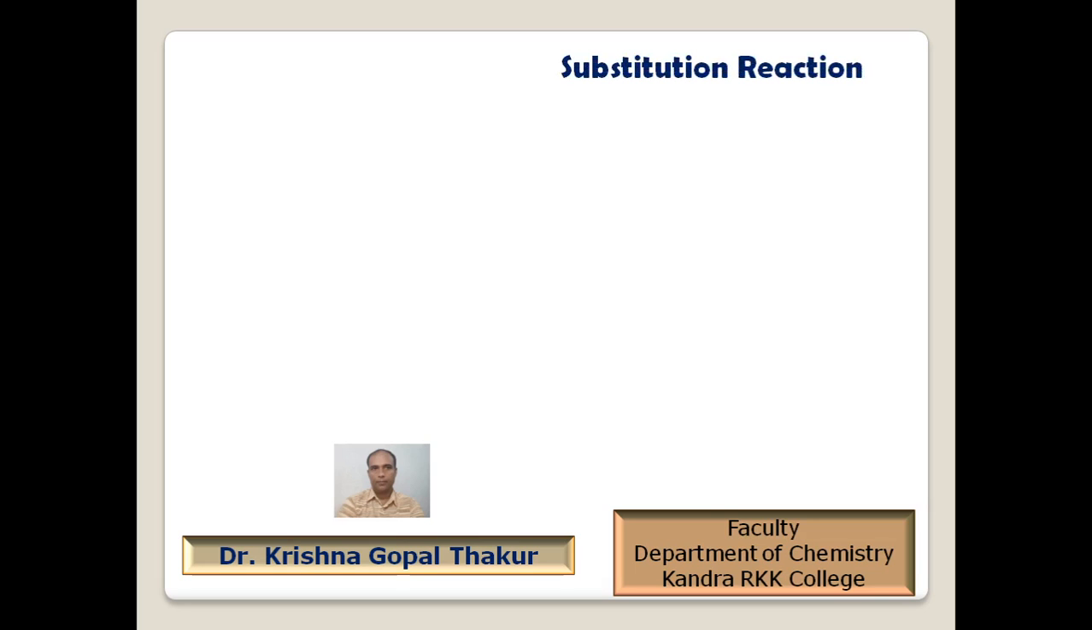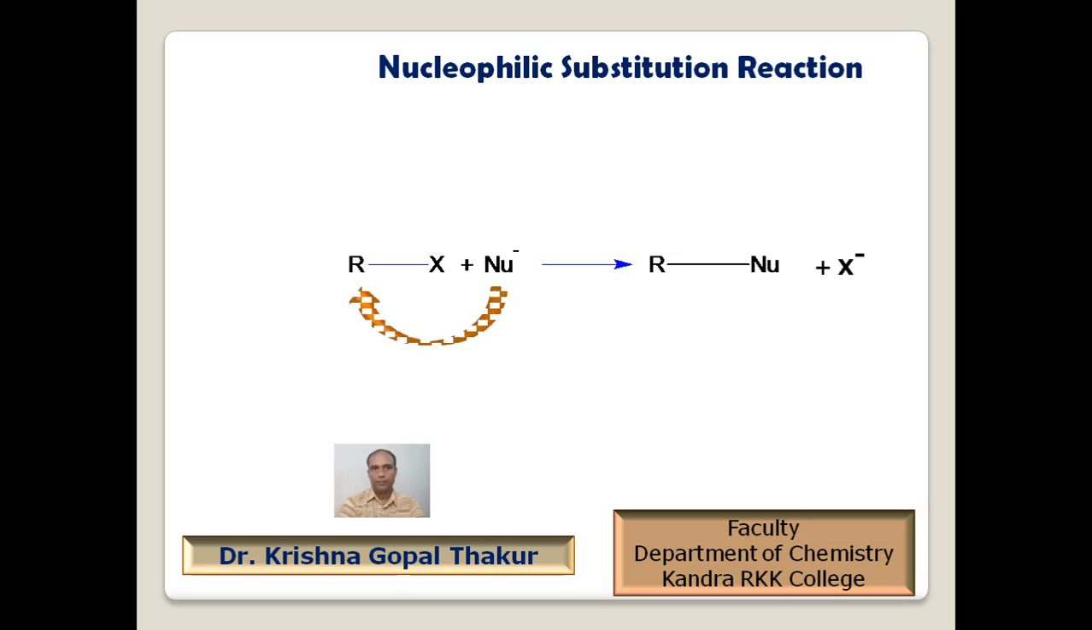What are the reactions called substitution reactions? Substitution reactions are those where a species or reagent substitutes or replaces another species or reagent of the same kind from the substrate. When it is a nucleophilic substitution reaction, that means a nucleophile substitutes another nucleophile. This reaction goes like this: the nucleophile attacks and the bond breaks in the substrate, and X is leaving along with the bond pair of electrons.